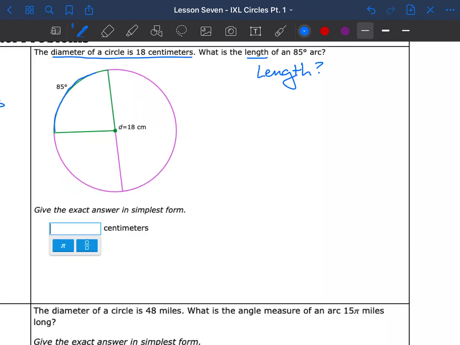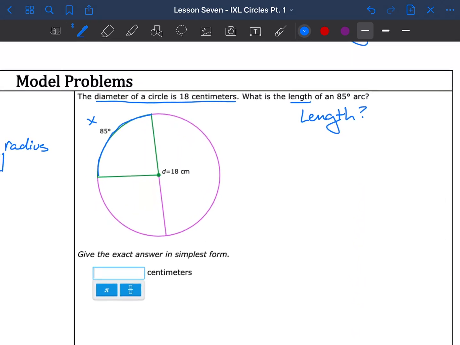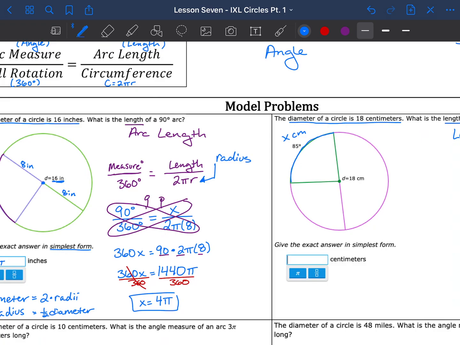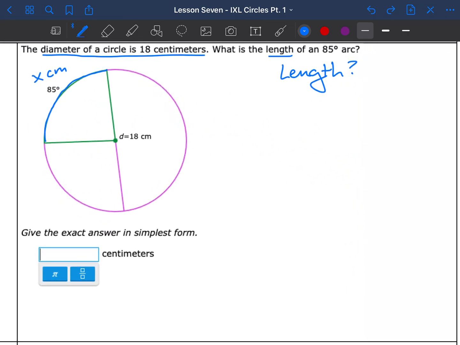Oh, well, this is 85 right here. So this is what we're trying to find. That's going to be our x, the length of it. Because the diameter is in centimeters, the arc is going to be in centimeters. So we're looking for x centimeters. All right, it's very similar to this one right here. We're going to be using this proportion. So again, it's part over whole.